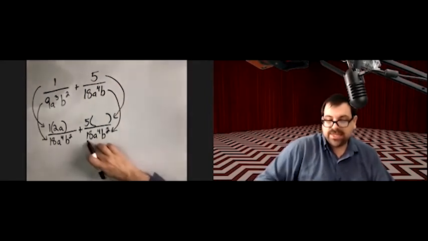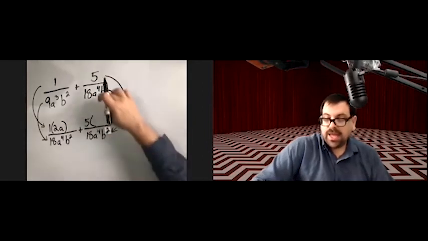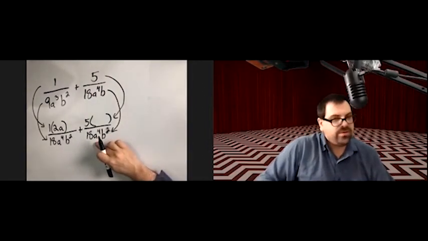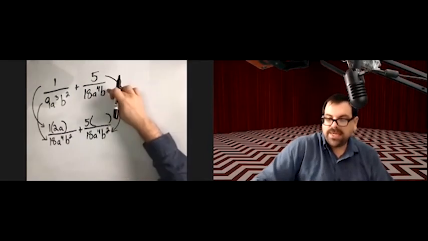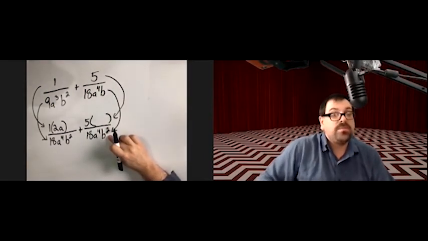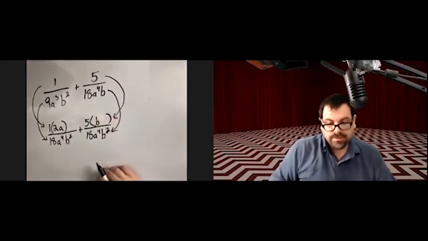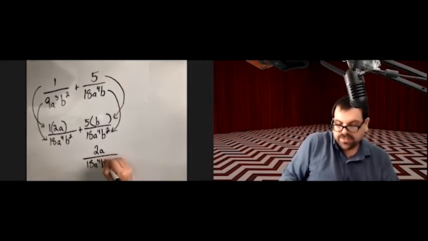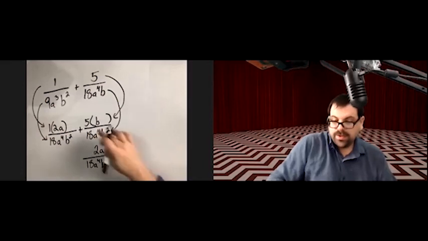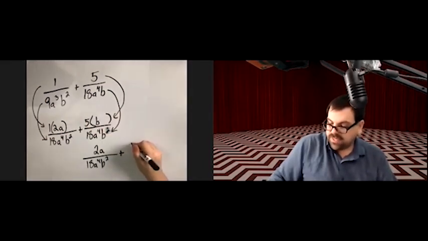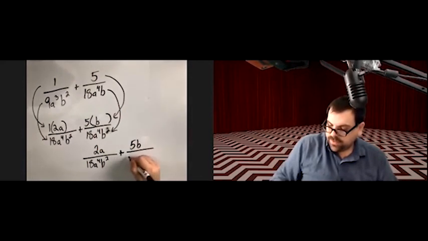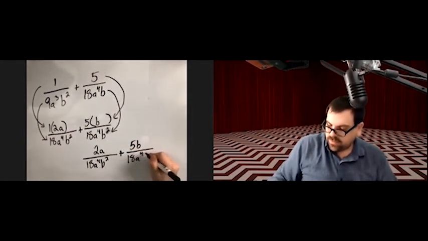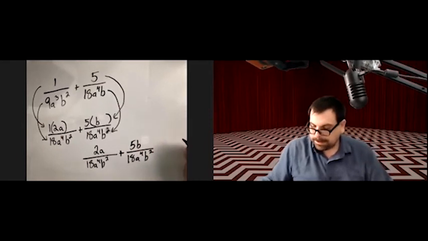Here, 18 times what is 18? We already got it. A to the 4th times what is a to the 4th? We already got it. B times what is b squared? B times b. So this is 1 times 2a, 2a over 18a to the 4th b squared, plus 5 times b, 5b over 18a to the 4th b squared.